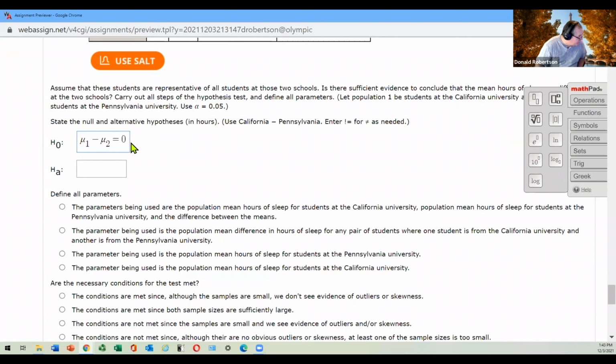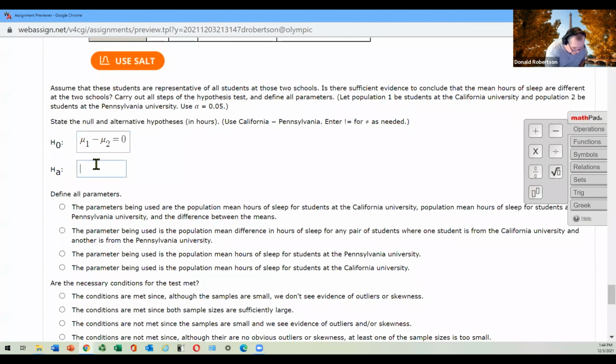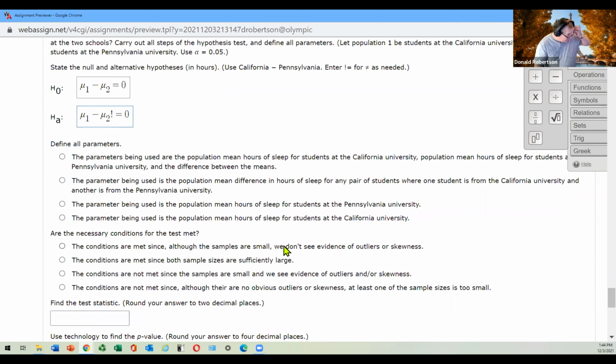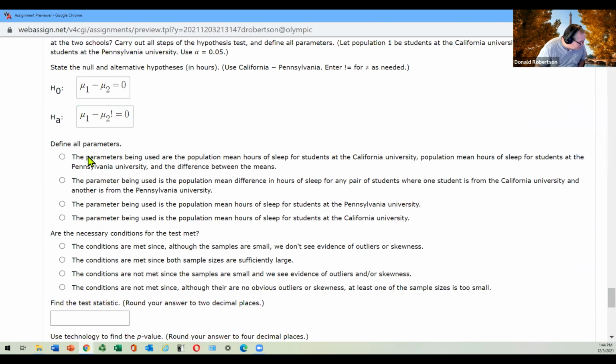And we're being asked to prove that they're different. So the alternate would be not equal to, and in this world, not equals to, you stick an exclamation mark. Now, define all parameters. The parameters being used here are the mean number of hours slept. Oh, by the way, isn't this the word parameter they're using? So won't that be the population? Right, so the mean number of hours slept for students at California and the mean number of hours at Pennsylvania.